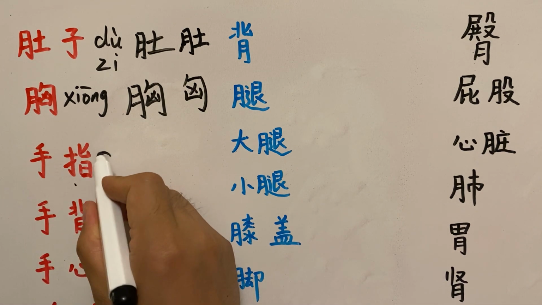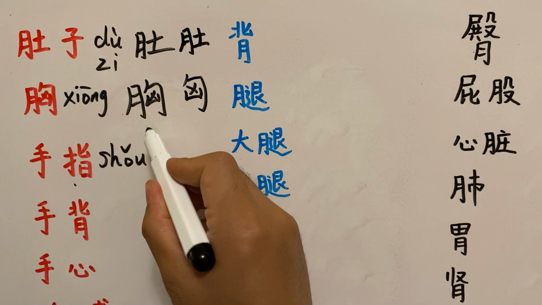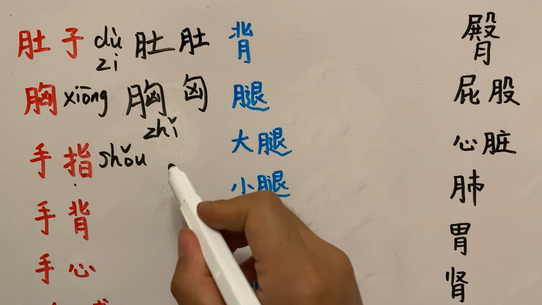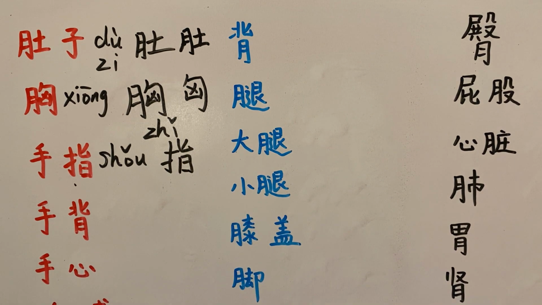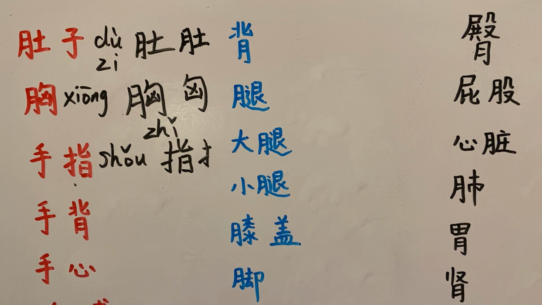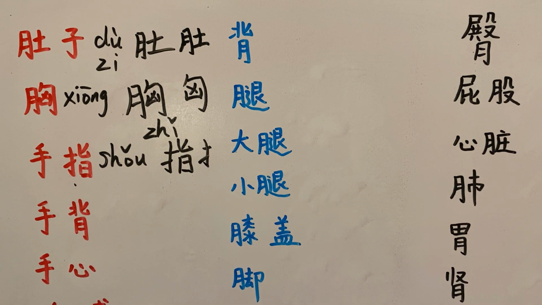手指. The Chinese pinyin is like this, 手, and I'll write it here, 指, the third tone, 手指. I'll write 指 here. You may notice this 指 has a left part which is called 提手旁. We have already talked about that in another video. 提手旁 has something to do with your hand. This 指 can also be used as a verb to mean point, to point.